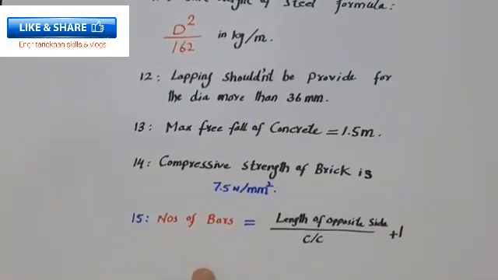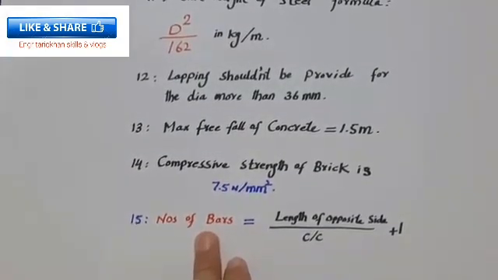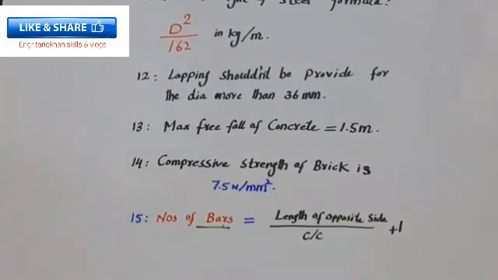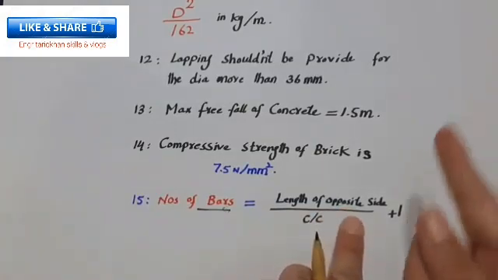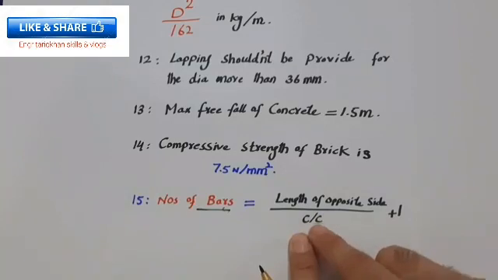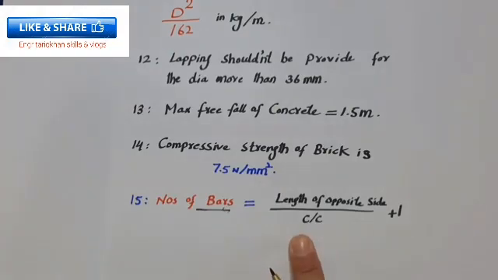Guys, the last one is number of bars. So how can you find the number of bars? For example, in a slab, length of opposite side divided by spacing C/C, plus 1, then you can find the total numbers of steel rods in the slab.